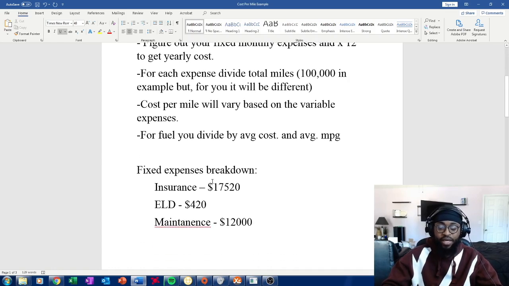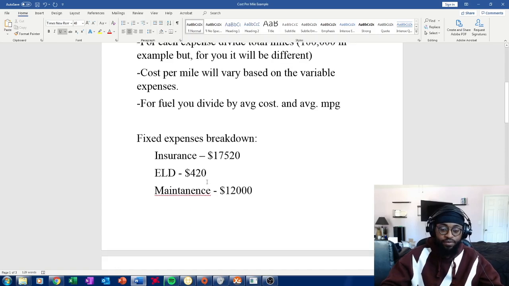This is just an example, right? And some of these numbers are kind of mine too. Like, for one truck, I do take out $250 a week for maintenance. For the ELD, it's $35 a month, $420 a year. And then for insurance, it's $17,520 per year.